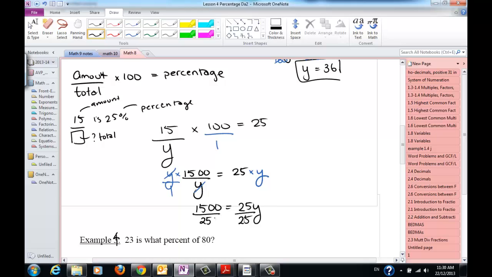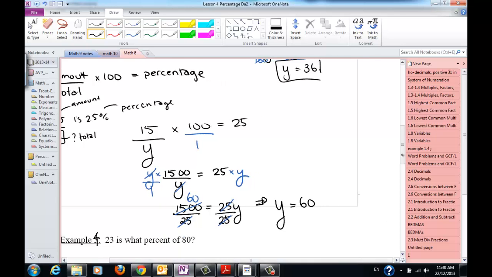Now you can simplify this. I could simplify it by just doing 5s first and then doing it again, but notice that 25 does go into 1500 because 5 times 4 is 100. So we could simply say that 25 goes into 1500 60 times. 25 divided by 25 is 1, and I get that y is equal to 60.